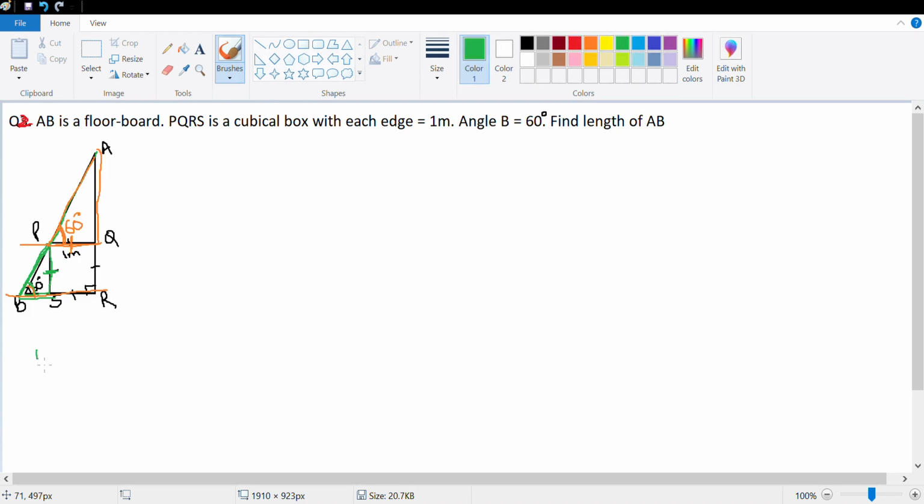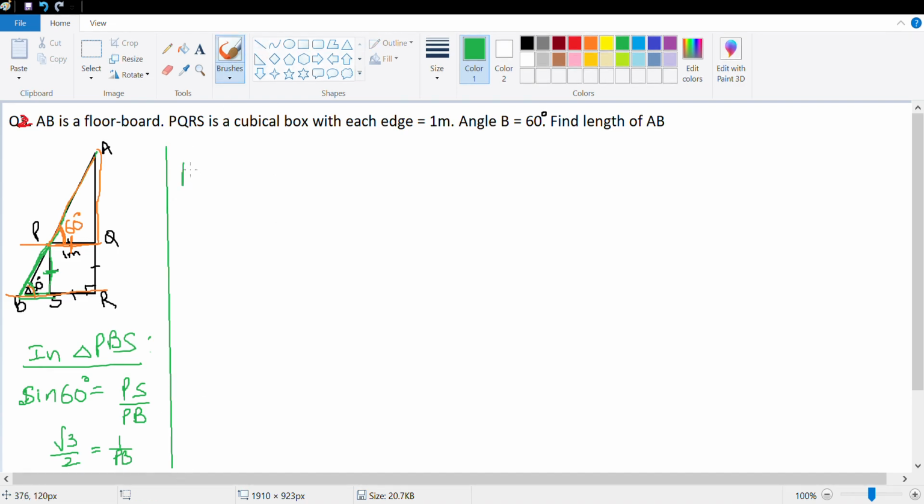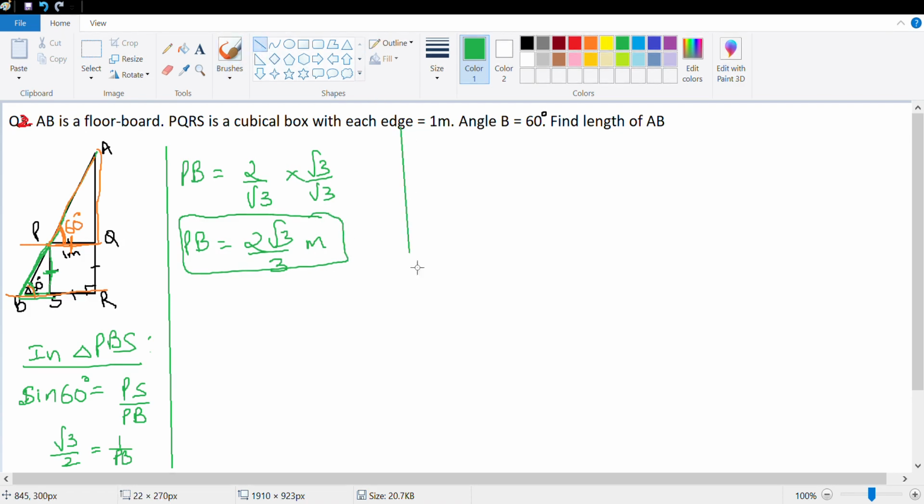Perfect. Let's start writing. In triangle PBS, we have perpendicular, which means sine 60 degree is equal to PS upon PB. Sine 60 degree is root 3 upon 2. PS is 1 and PB we need to calculate, which means PB will be equal to 2 upon root 3. Let's rationalize this. So PB is equal to 2 root 3 upon 3 meter. Done. I have the first part of my question available.